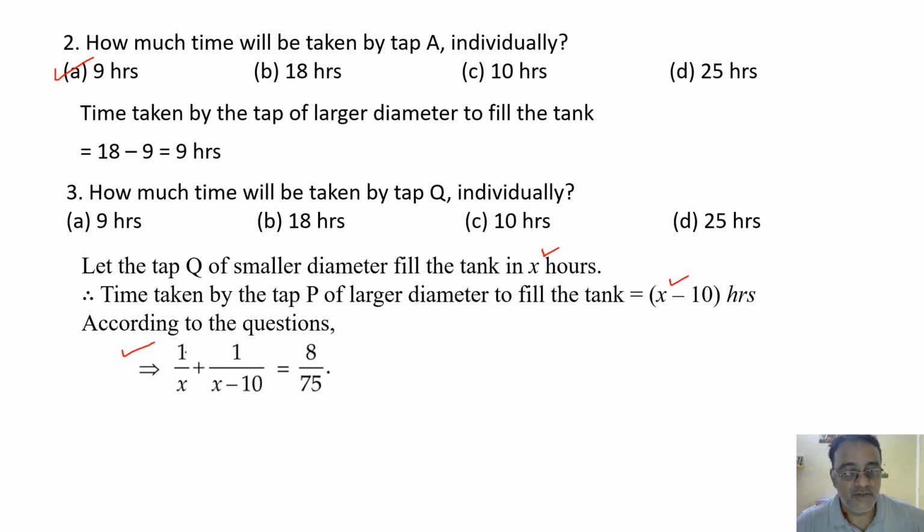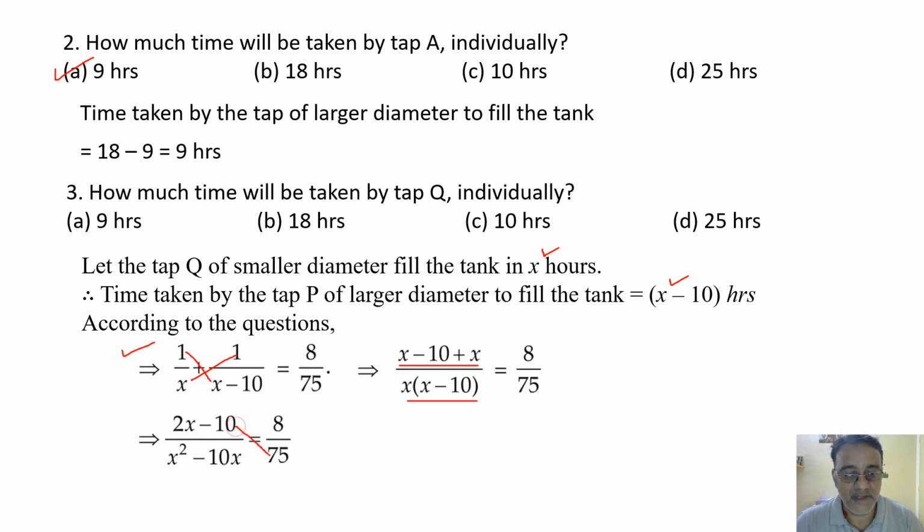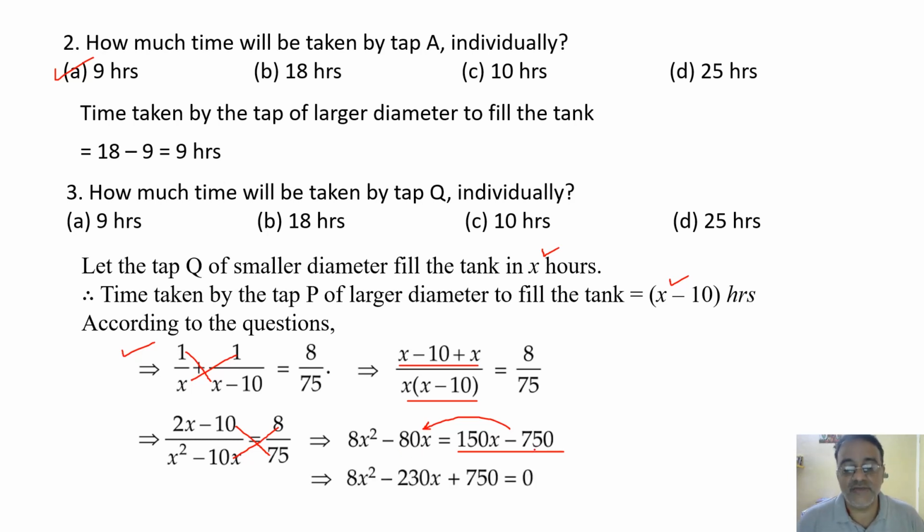Yes, sir. Right. So we will take LCM. x minus 10 plus x upon x into x minus 10 is equal to 8 upon 75. So we'll get 2x minus 10 upon x square minus 10x is equal to 8 upon 75. Now we'll do cross multiplication. So we are getting 8x square minus 80x is equal to 150x minus 750. Now shift this to this side. So the x term will be minus 230 and this will be plus 750. So is this quadratic equation clear? Yes, sir.